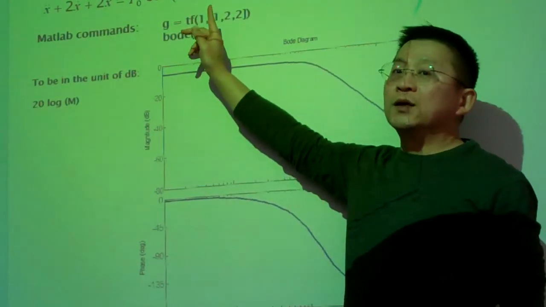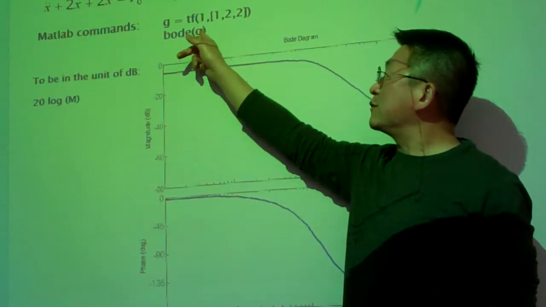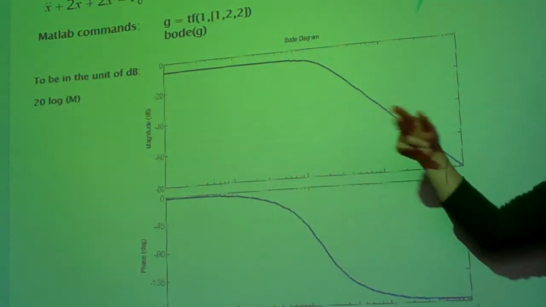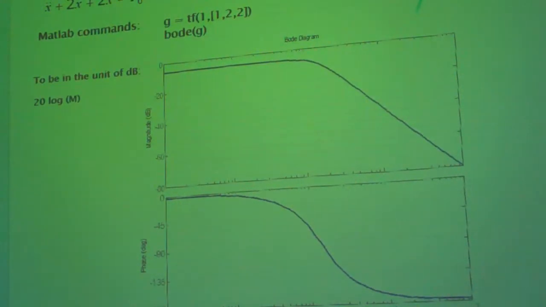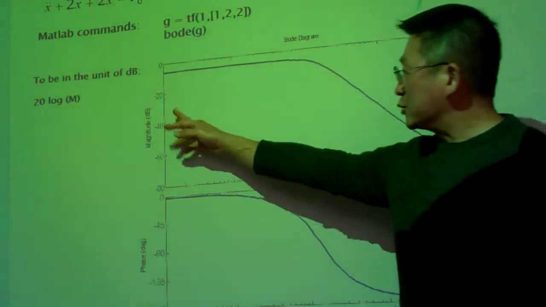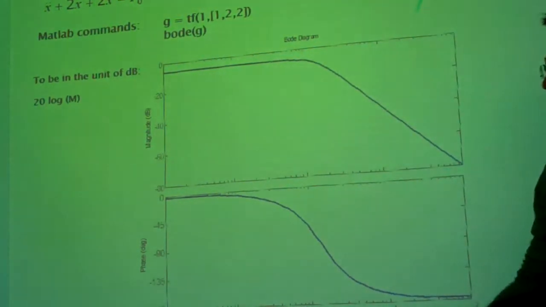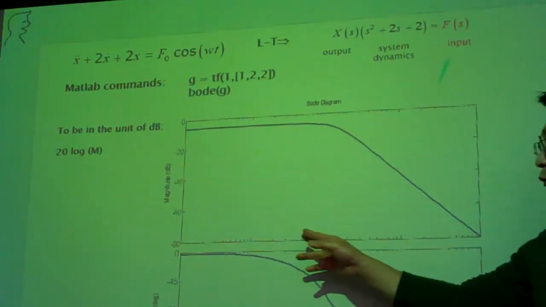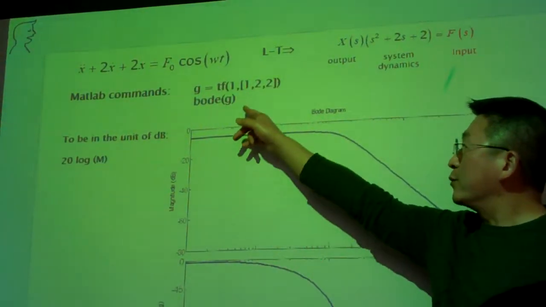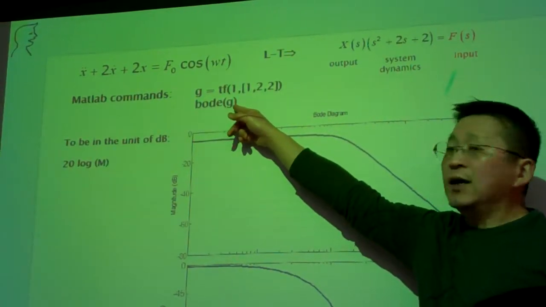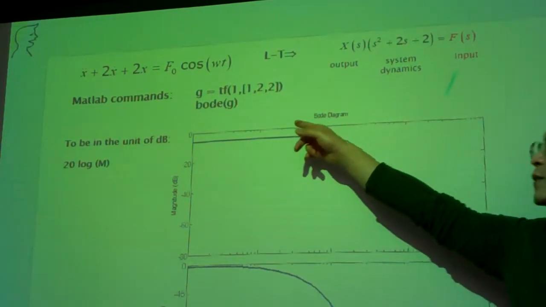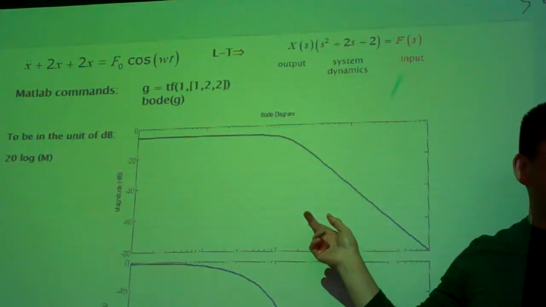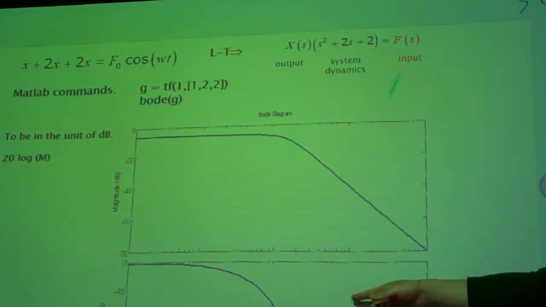You put the transfer function description into bode, then MATLAB will give you two plots. One is about the magnitude, one is about the phase angle. That is ranging over a certain default omega, or otherwise you can put your omega range here as well. So you can look up help bode, and that will give you how to correctly use this command. So this is the quickest way to use this one.